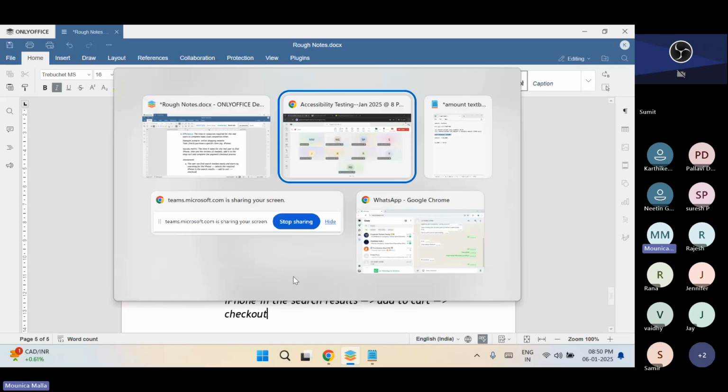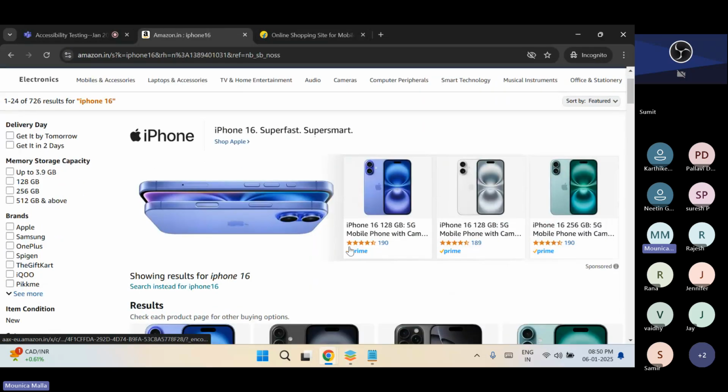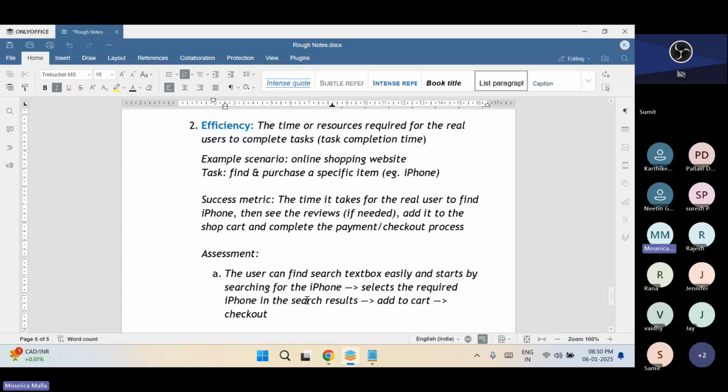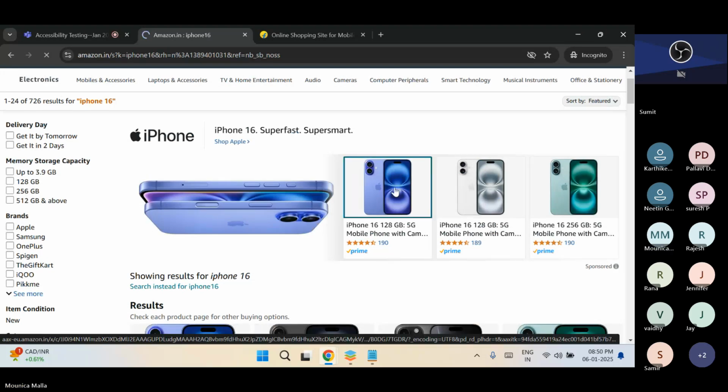Okay. I'm not writing everything over there, but let's do it here. Once I search, I see all the search options here, right? I did not write that. Select the required iPhone in the search results. Let us say I'm looking for this blue color one. So I click on it.